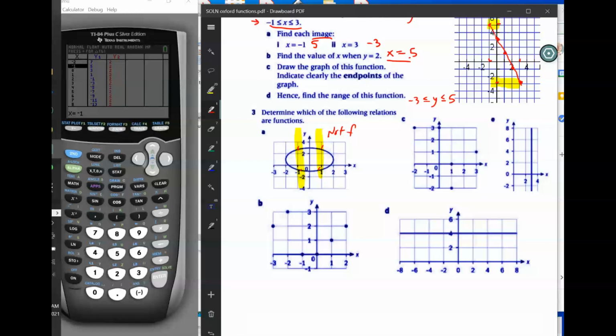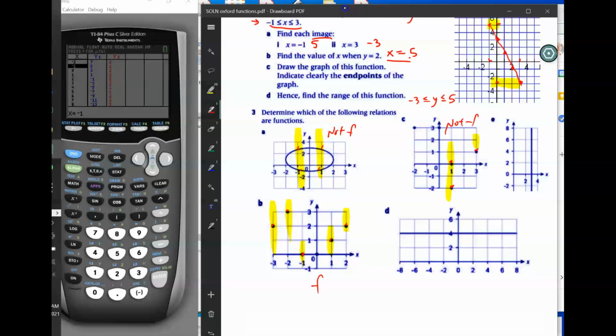C is pretty tricky because it's got these little dots, right? And if you can't see the dots, I'm going to redraw them here. There's 3 dots there. Are there any places where if you draw a vertical line, you're going to cross through 2 dots? Yes. So it is not a function. And, oh, I forgot to do B. So B has these points here. Are there any points that are on top of each other? No. So this is a function.